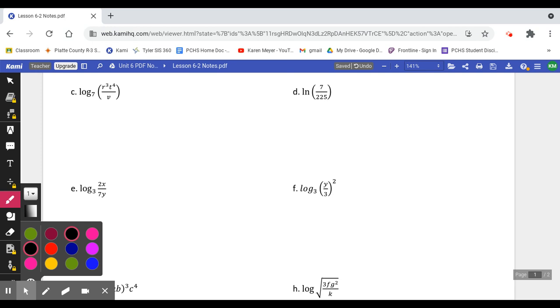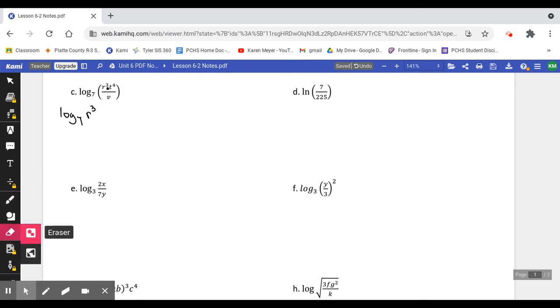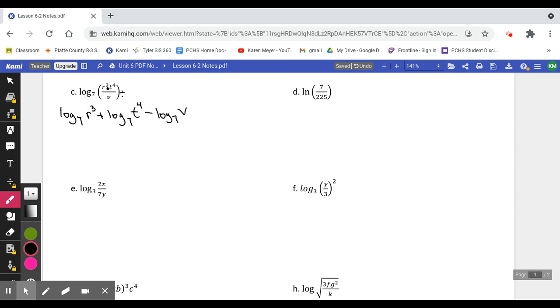Okay, C. I see multiplication first, so I'm going to deal with that. So log base 7 of r to the 3rd. And I'm going to change multiplication to addition. So plus log base 7 of t to the 4th power. Oh, then I see division. And division I'm going to change to subtraction. So I'm going to go minus log base 7 of v.